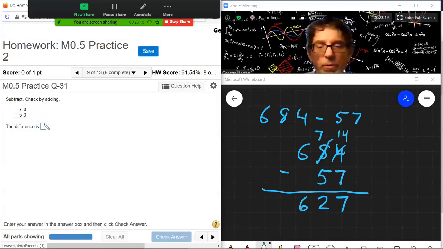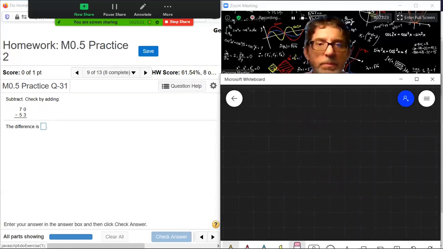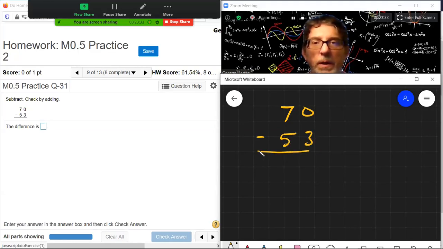Okay, so more subtraction problems. 70 minus 53. Subtracting on the right side, we have 0 minus 3. So we cannot subtract that because 0 is smaller than 3.